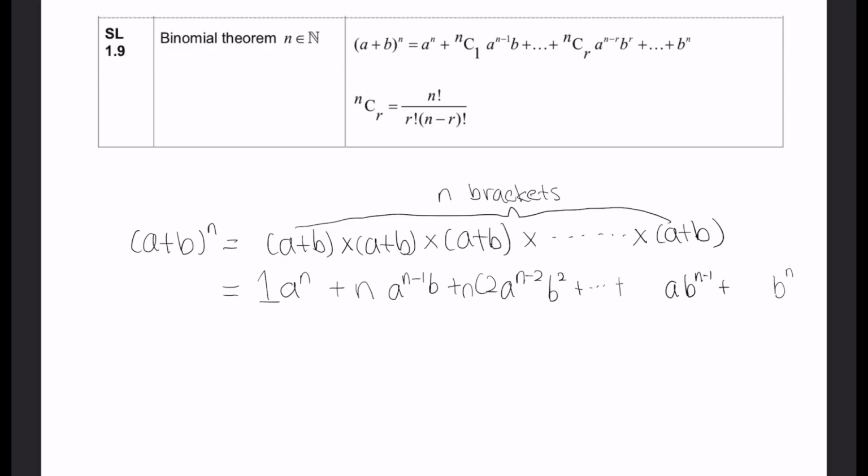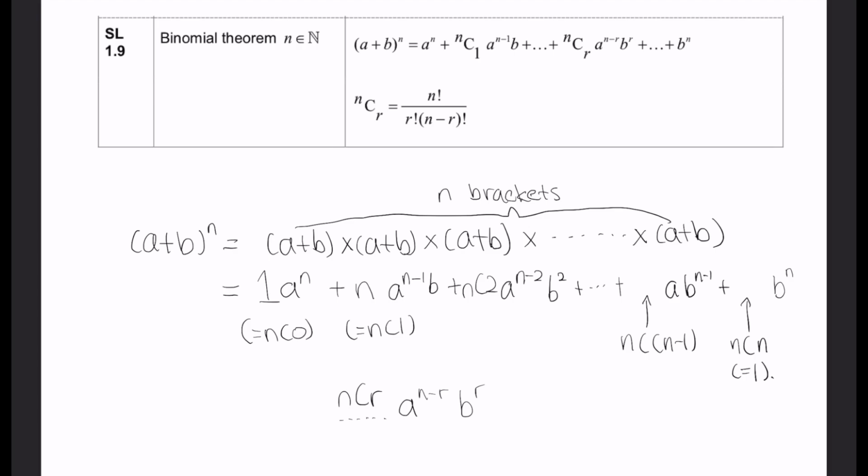In general, to make the term a^(n-r)b^r, we need r brackets to choose b from, and there are nCr different ways of selecting those r brackets in a total of n. Therefore, the coefficient should be nCr. For reference, 1 is equal to nC0, n is equal to nC1, and the coefficients that should go into these blanks are nC(n-1) and nCn, or alternatively 1. And that there is the binomial theorem.